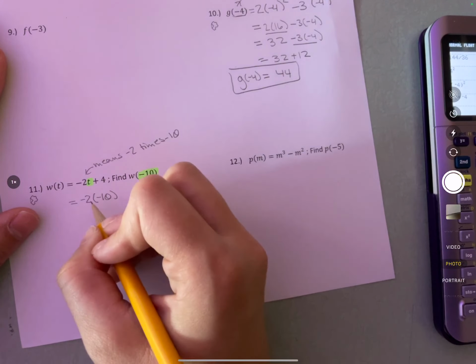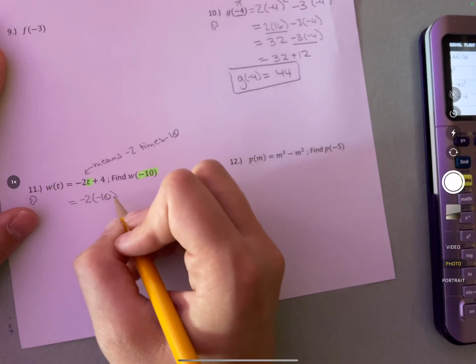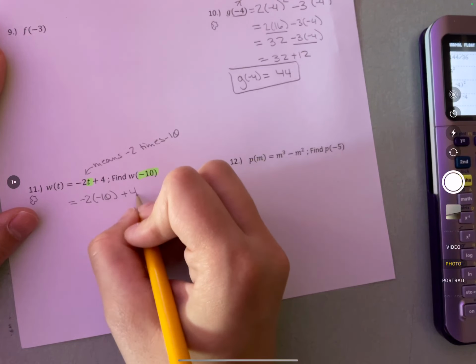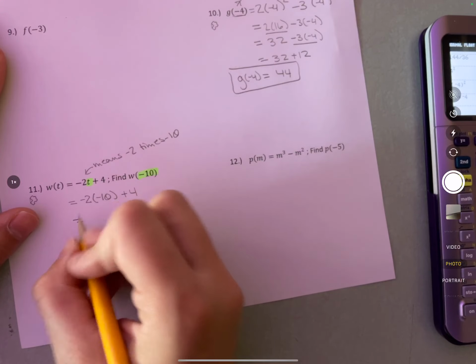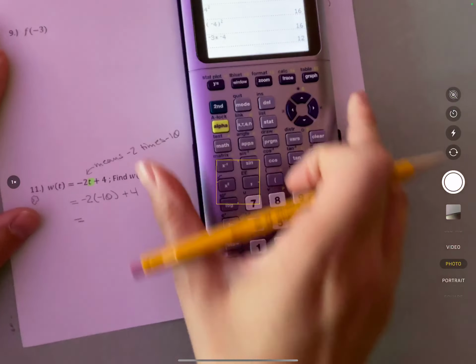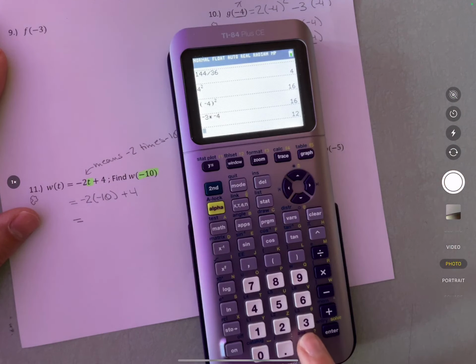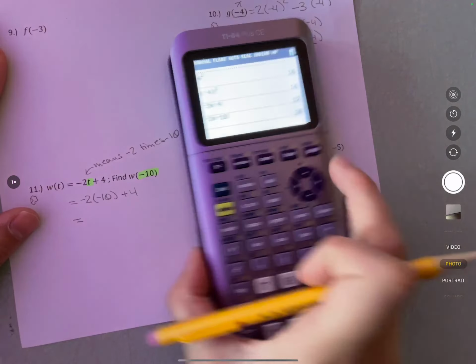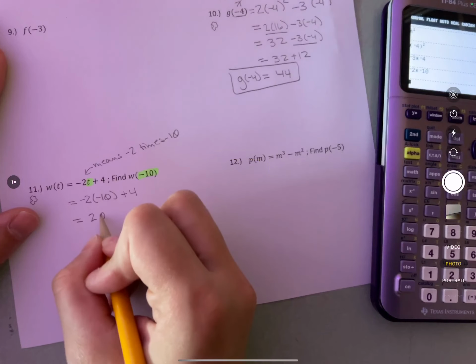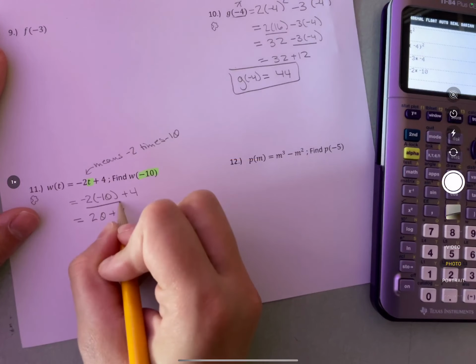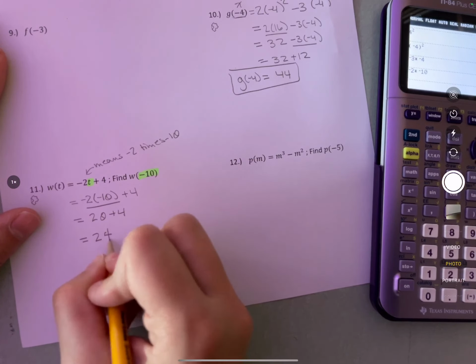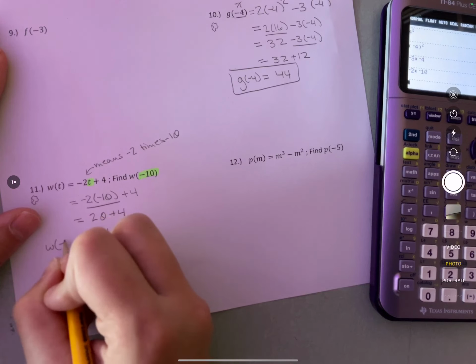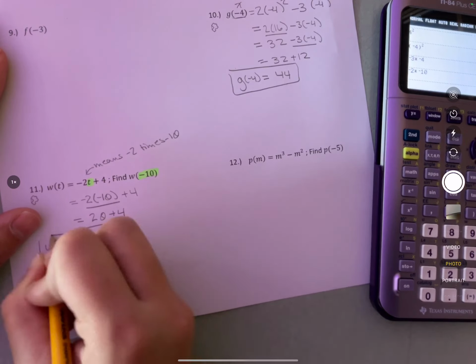You can use the dot multiplication symbol. I'm just a big fan of the parentheses whenever I replace a letter. And then that plus 4. So the only thing that changed was the t. Now I have to do negative 2 times negative 10. So in my calculator here, negative 2 times negative 10. And that gives me 20. So now we're left with 20 plus 4, because this was the only math we did. We bring down that 4. This gives us 24 for our final answer. So W of negative 10 equals 24.